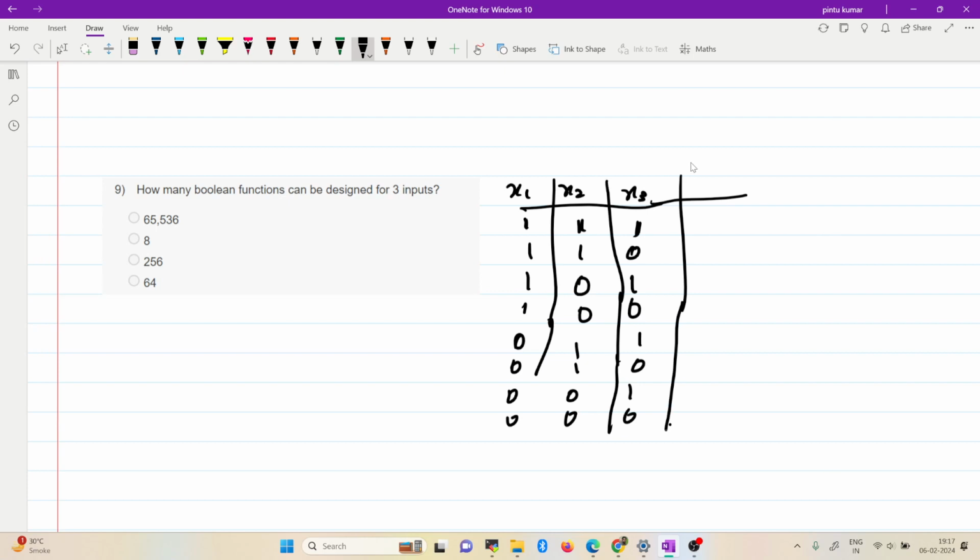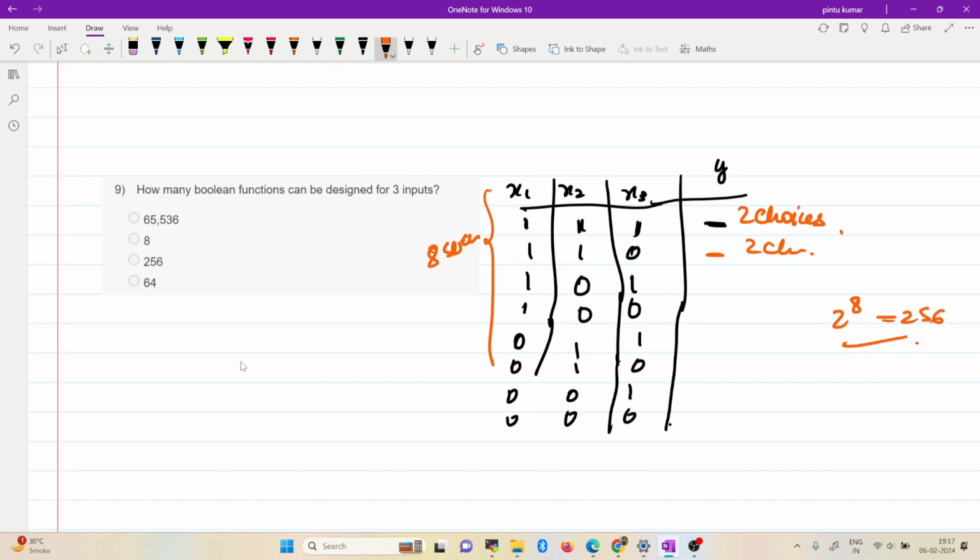Now for this particular position, you have 2 choices, right? Again, for this position, you have 2 choices, and you have 2 choices for each of the 8 such positions. So how many functions can you define? You can define 2 to the power 8 functions. 2 to the power 8 is 16, 32, 64... yeah, this is 256, right?